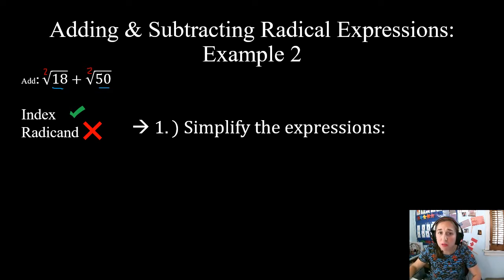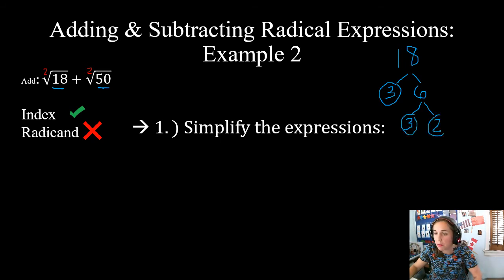So I'm going to take these radicands and break them down into their prime factorizations. Let's start with 18. You can start with any 2 factors of 18, and the first factors that pop into my head are 3 and 6. Well, 3 is prime, but 6 is not. So now I need to break that down into its prime factorization, and I think of 3 times 2. And now everything at the bottom of my factor tree is prime, so there's my prime factorization of 18, okay?